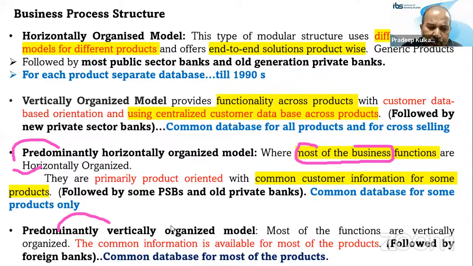Every department works on this, while only a few departments are not connected. So if maximum focus is on horizontal, it is predominantly horizontal. If maximum departments, sections and segments of the bank business are on vertical, then it is the vertically organized model, or predominantly vertically organized model. As usual, here also it is the foreign banks and the new sector private banks.